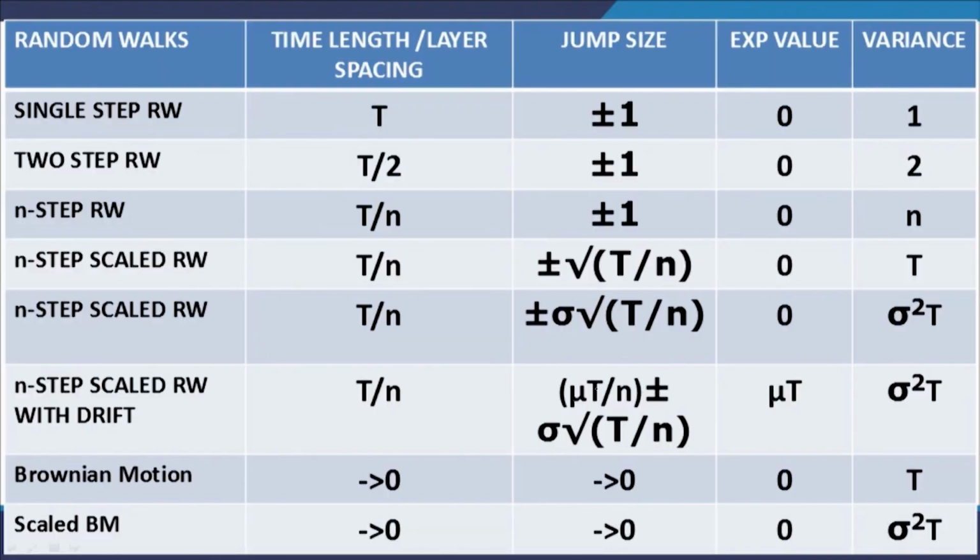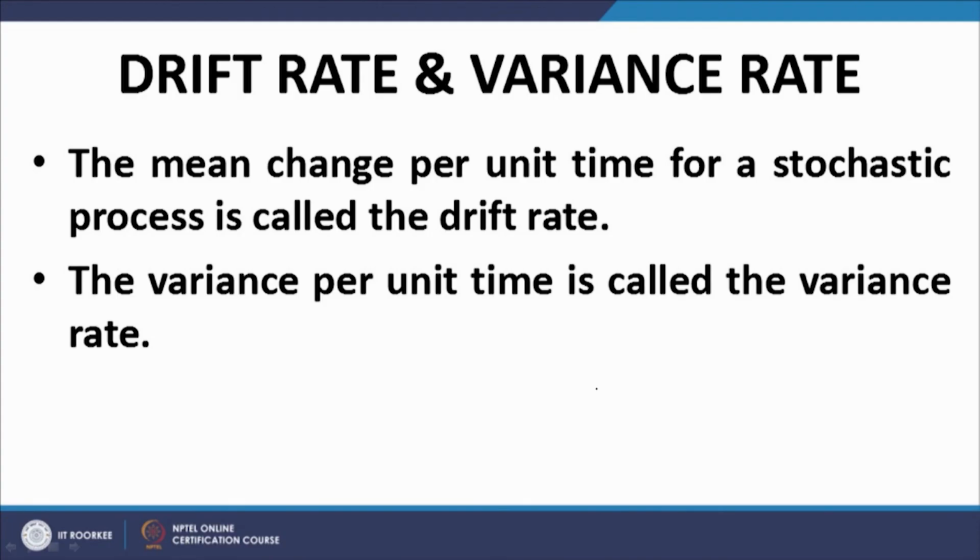So, this is a chart that shows whatever we have discussed so far, which captures in a nutshell what the time steps are, what the scaling factors are, and what is the mean and variance of the process. So, this is for reference of the learners. I will not spend time on it. Then I briefly touch upon drift rate and variance rate. The mean change per unit time for a stochastic process is called the drift rate, that is mu in our example. The variance per unit time is called variance rate, that is sigma squared.